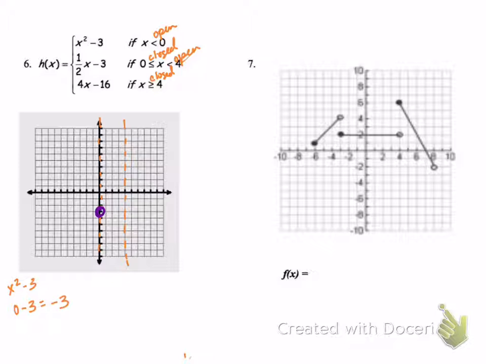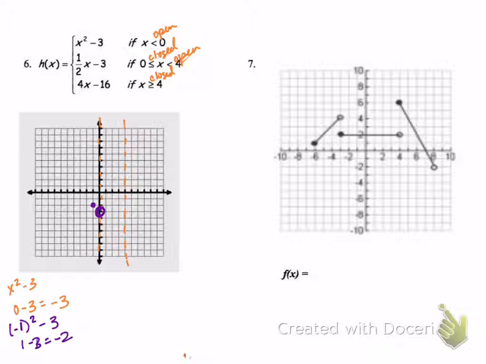What's another point that I could plug in? Anything less than 0? Negative 1. So let's do negative 1 squared minus 3. The negative 1 goes in parentheses because I'm taking the place of x. So when x equals negative 1, what does y equal? Negative 2, because I have 1 minus 3 gives me negative 2. So I'm going to plot the point negative 1, negative 2.